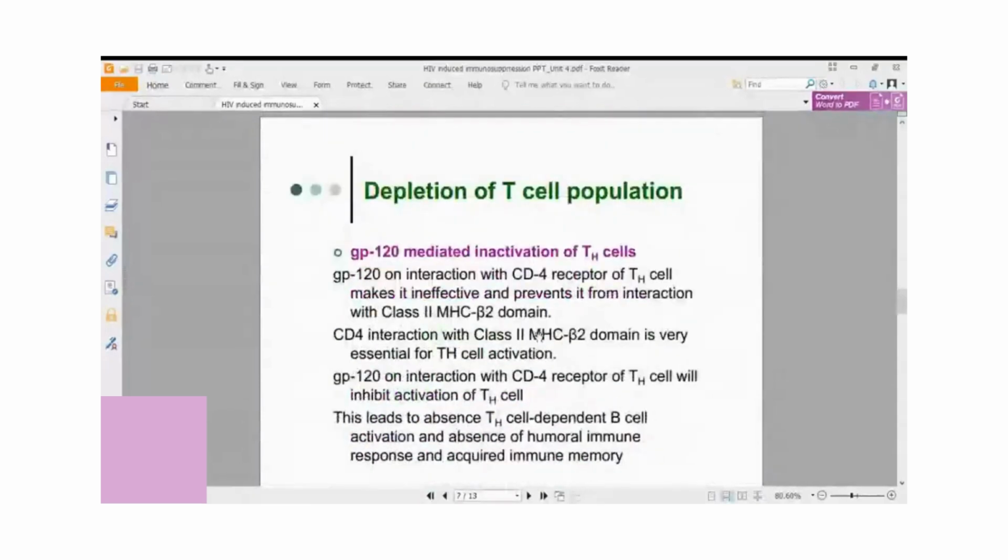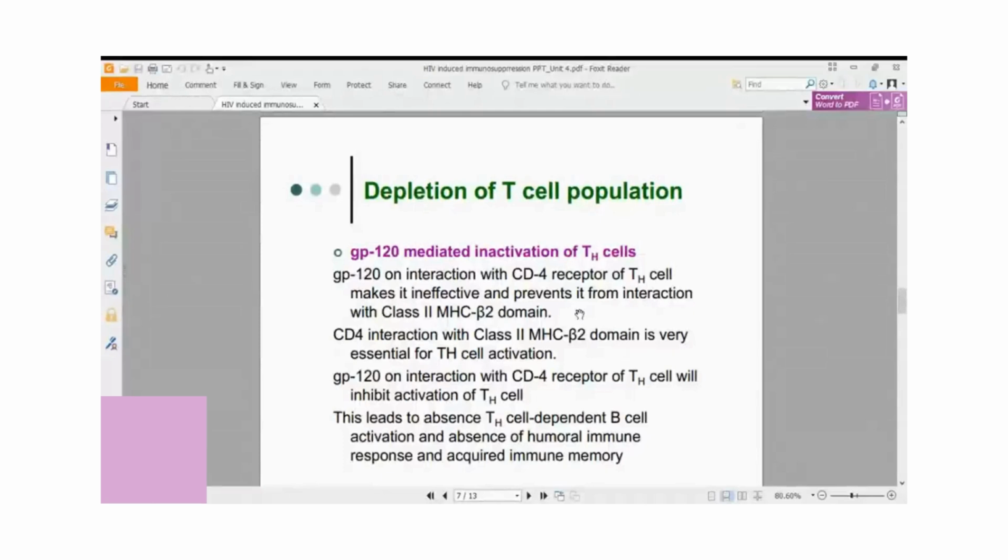I've told you that GP120 will be available in the serum of the HIV infected in the form of soluble antigen. And since it has a strong affinity to the CD4 receptor of the TH cell, it can bind to CD4 receptors as and when the TH cells are formed. This will be happening in the initial stage of infection of the person. Now, by binding to the CD4 receptor of the TH cell, it can inhibit that CD4 receptor from binding to the beta 2 domain of the class 2 MHC.